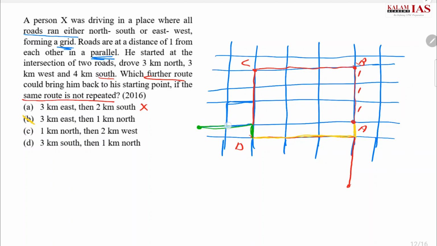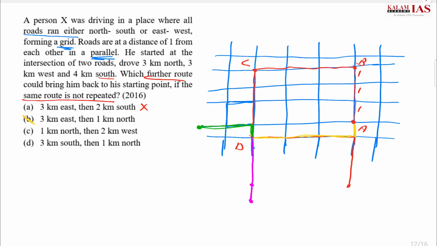This will go somewhere here which is not required, and option D is 3 kilometers south. 3 kilometers south from this position will be something like 1, 2, 3 somewhere here, and then 1 kilometer north, he will be somewhere here. So only option B is satisfying the condition and all the other paths are ending at different places.